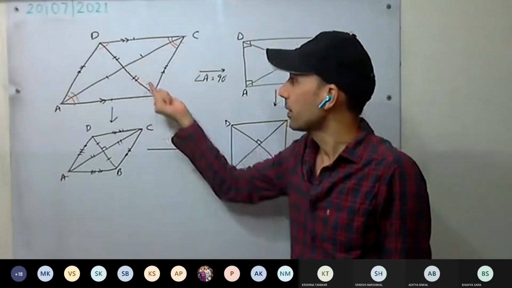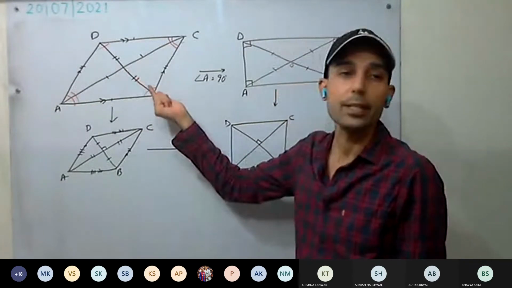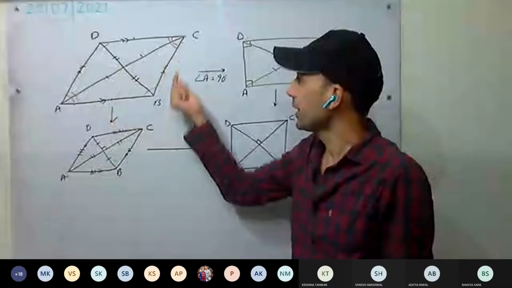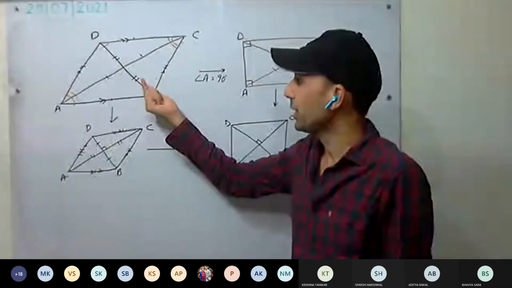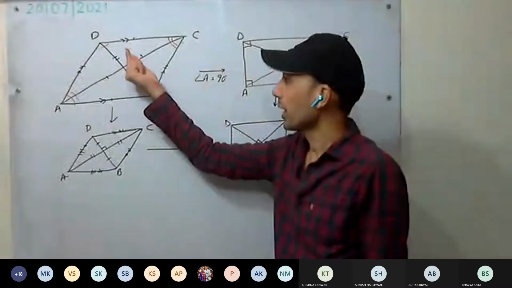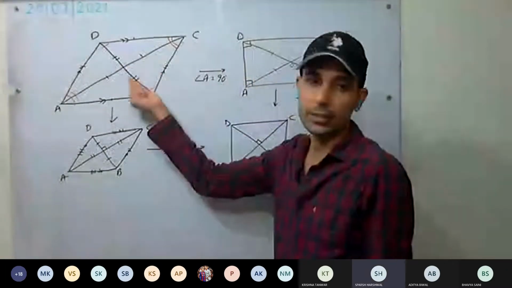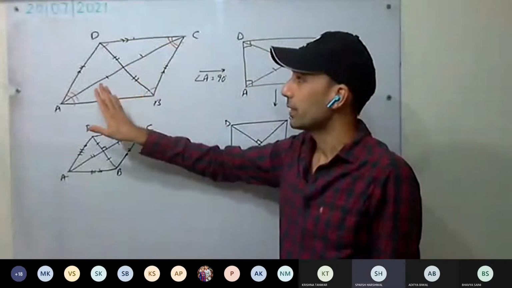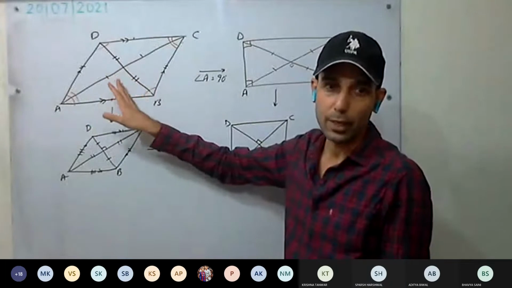And diagonals, they are unequal. AC is not equal to BD. If AC equals BD, then it will become rectangle. So their diagonals are not equal. Diagonals bisect each other. This is the property of parallelogram.